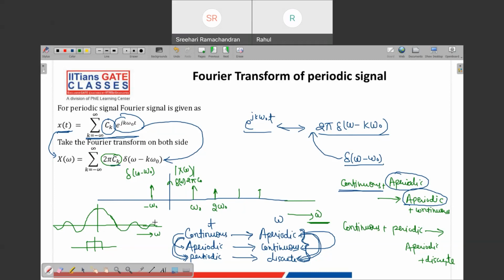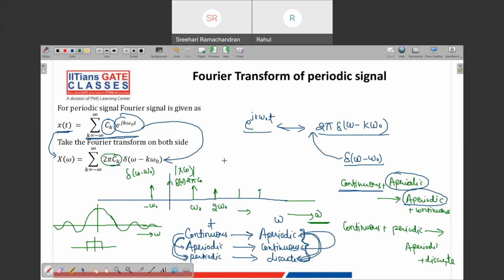No, sir. Like you have just drawn this figure where the output is discrete, but still the marking is shown as omega naught, then 2 omega naught. That means it's periodic, right, sir? No, it is not.